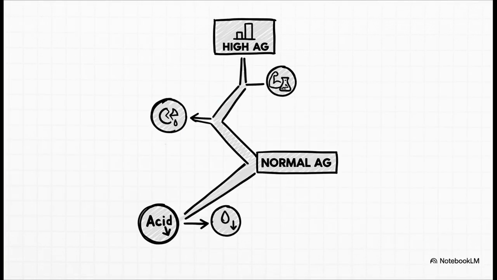And why on earth does this matter? Because the result splits the causes of metabolic acidosis into two completely different buckets. If the anion gap is high, you start thinking about big stuff like diabetic ketoacidosis or DKA, lactic acidosis, or kidney failure. If the anion gap is normal, you're thinking more about causes like losing bicarb from diarrhea. It's a super powerful diagnostic tool.